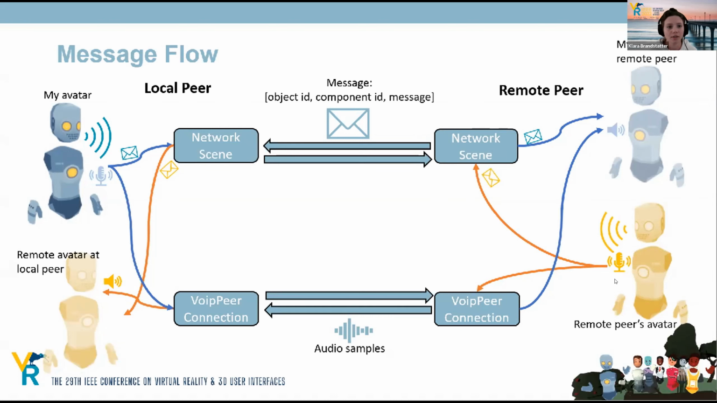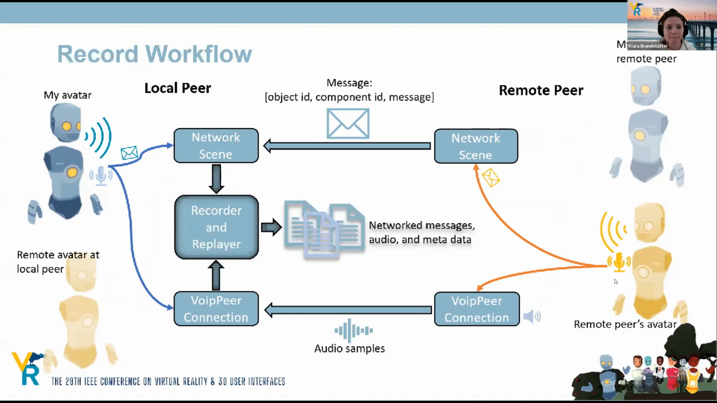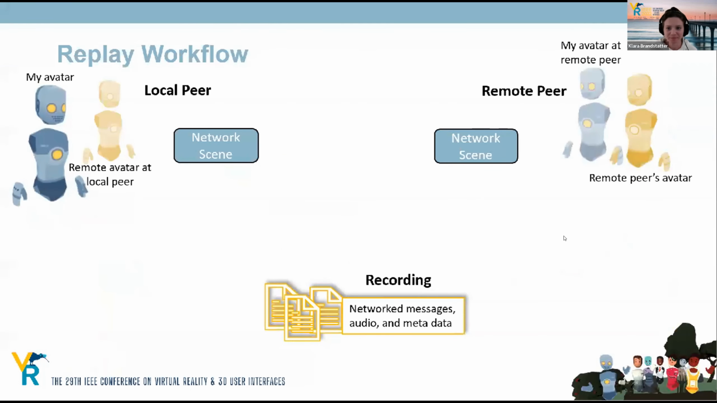Now, recording a session works as follows. The recorder and replayer component intercepts incoming and outgoing network messages, buffers them, and writes them to binary files: one file for avatar data, one file for the audio samples, and then an additional metadata file, which saves general information about the recording itself, like the objects recorded, texture information, object IDs, something like that. So basically this means that everything that is networked can also be recorded, which is cool.